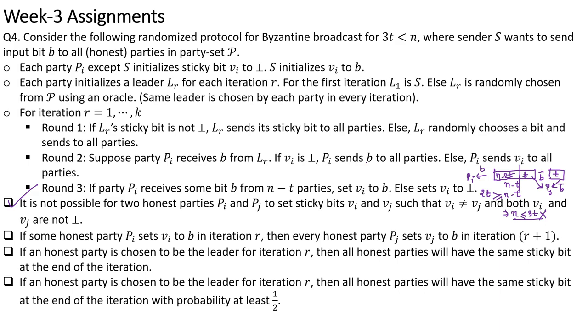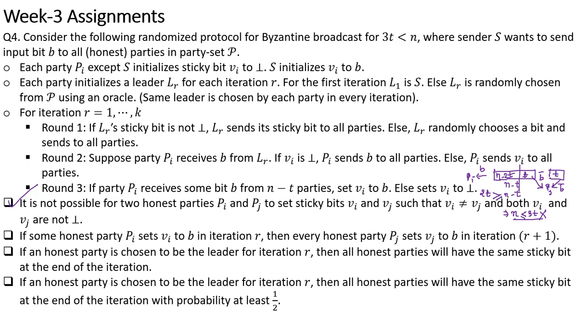So clearly there is no such majority. We cannot guarantee the majority. So the statement that at the end of the R plus 1th iteration all the parties will have bit B as their corresponding output is not true. You cannot comment on that. So this statement is not true.